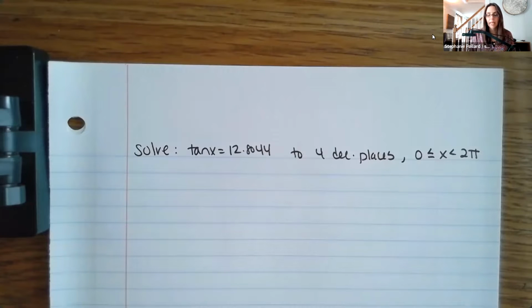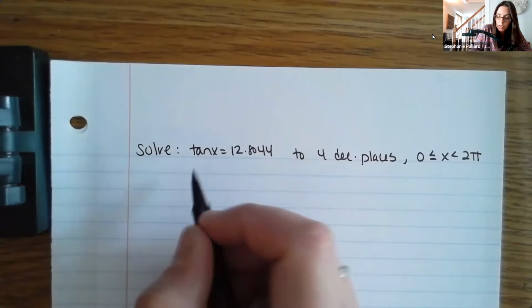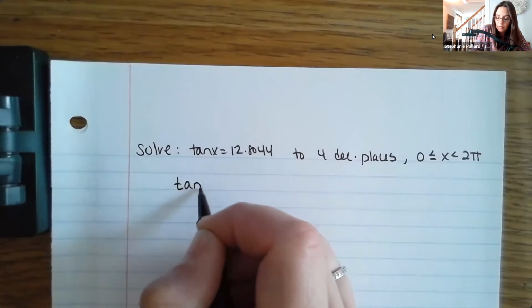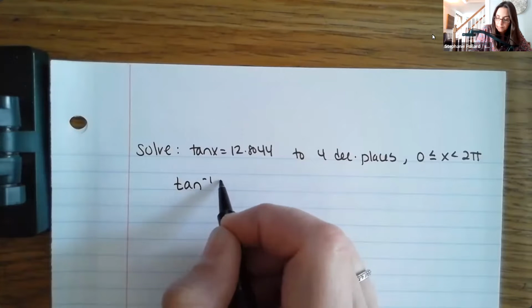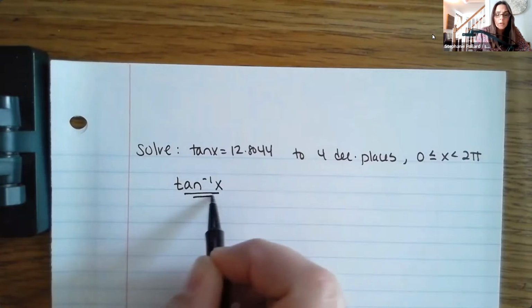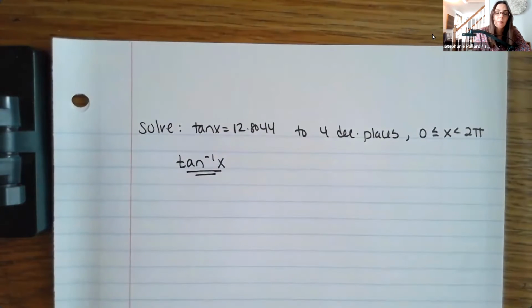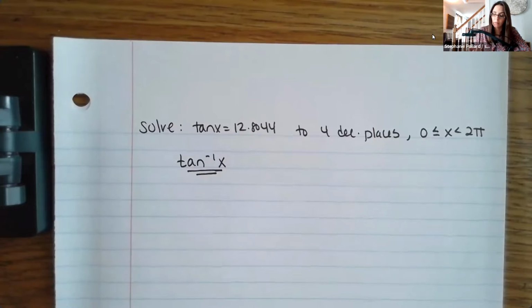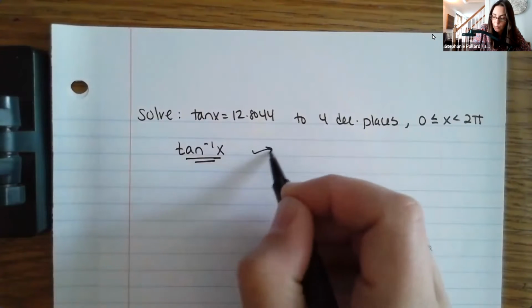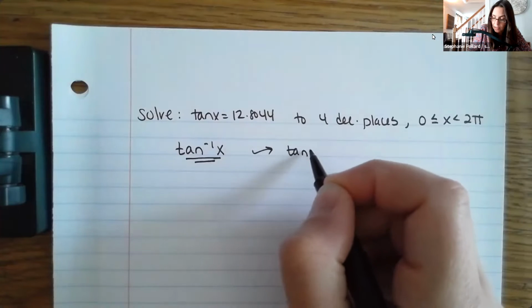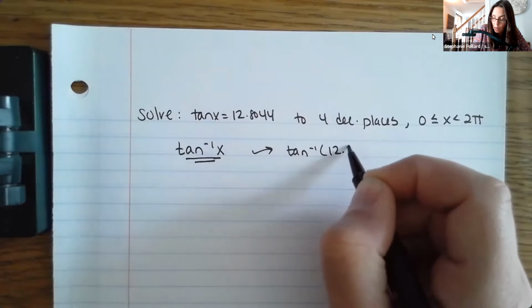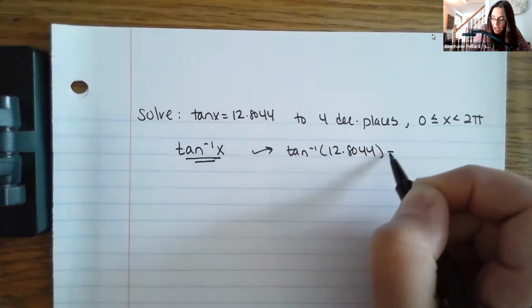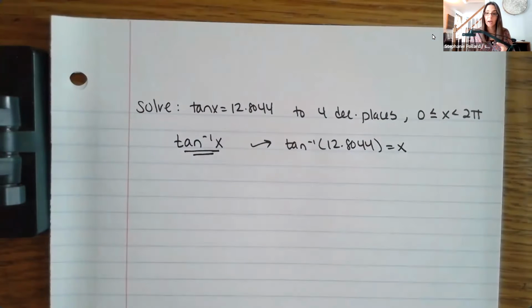It's already solved. And we're using our calculator, and what you can do to find this angle is use your inverse function. So remember, our inverse function will sort of undo the tangent function here, and it will actually produce the angle for us. So what we're going to do is take the inverse tangent of 12.8044 and use our calculator, and that will give us our x value.